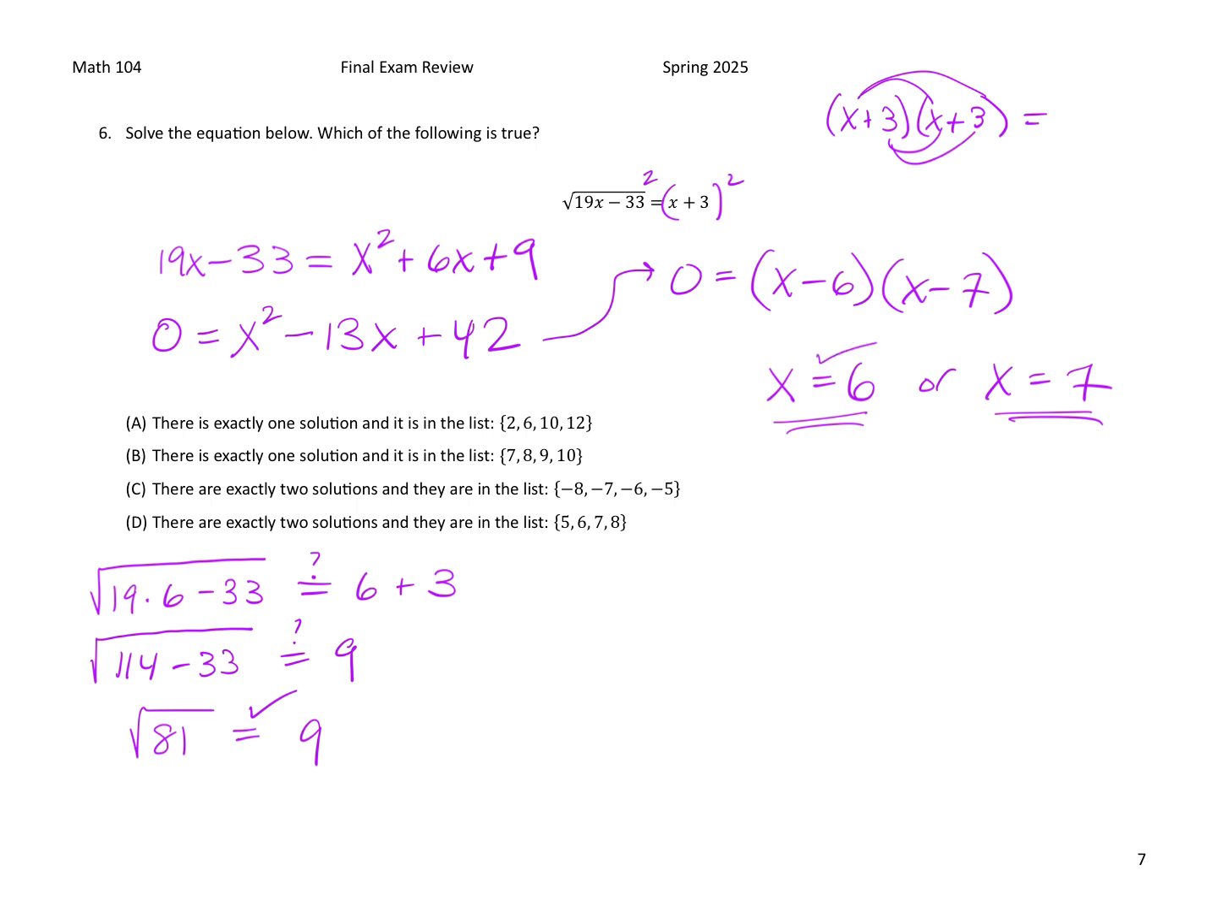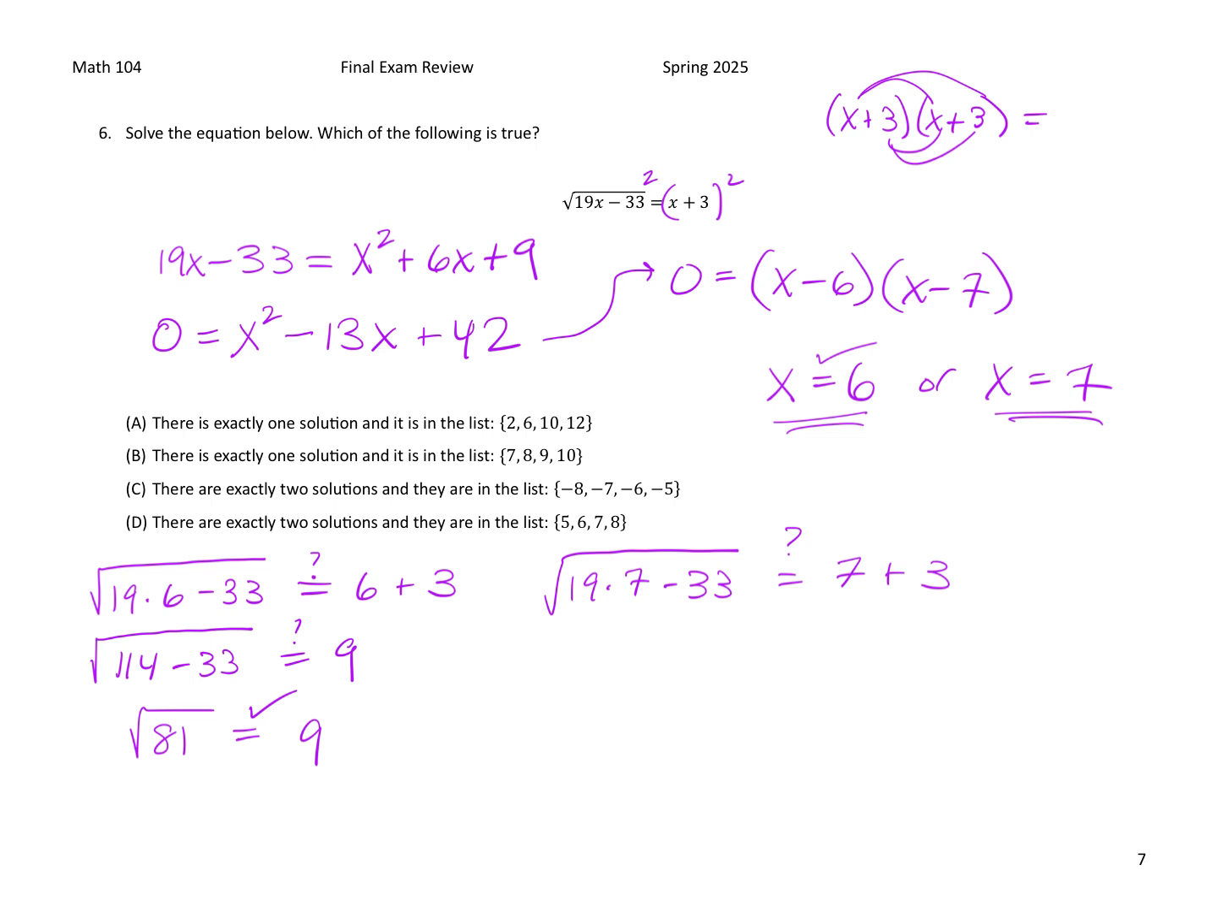Let's check x equals 7. So this is going to be the square root of 19 times 7 minus 33. Does that equal 7 plus 3? So 19 times 7, again, I've got to do this in my head. So I'm going to have to do 7 times 10 plus 7 times 9.